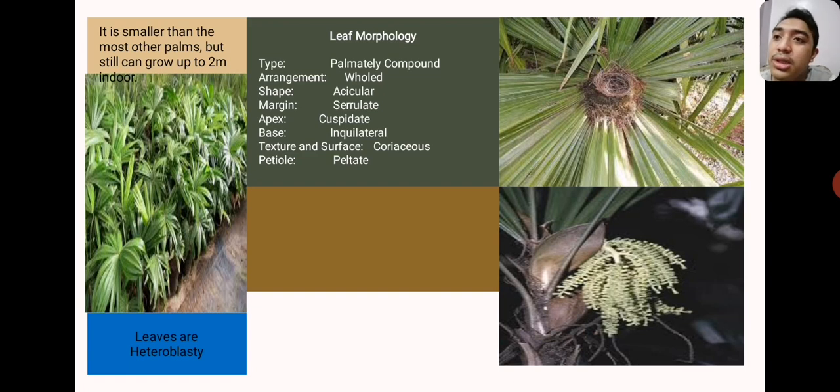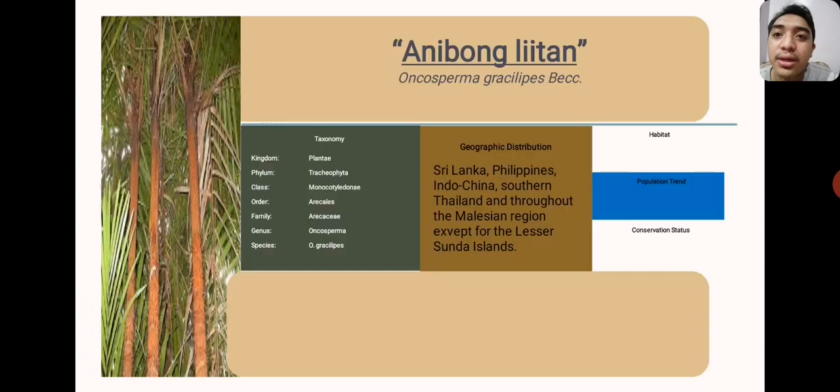Leaf morphology: type palmately compound, arrangement whorled, shape acicular, margins serrulate, apex cuspidate, base equilateral, texture and surface coriaceous, petiole peltate. Leaves are heteroblast. Flowers and fruits: I didn't find any information from the internet.